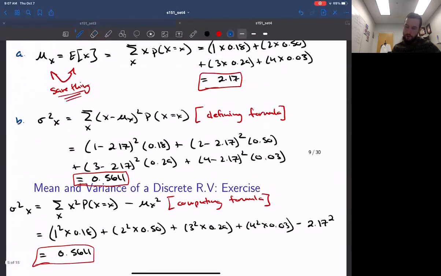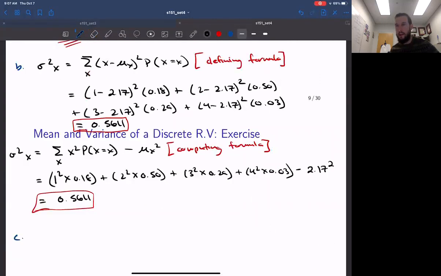Okay, the last question, part C, says, what is the standard deviation of X? So sigma X is going to just be the square root of sigma X squared. So that's going to be the square root of 0.5611, which is going to be 0.7491.